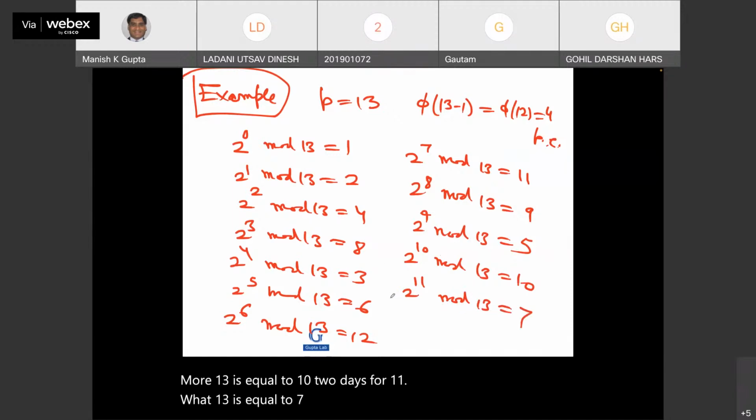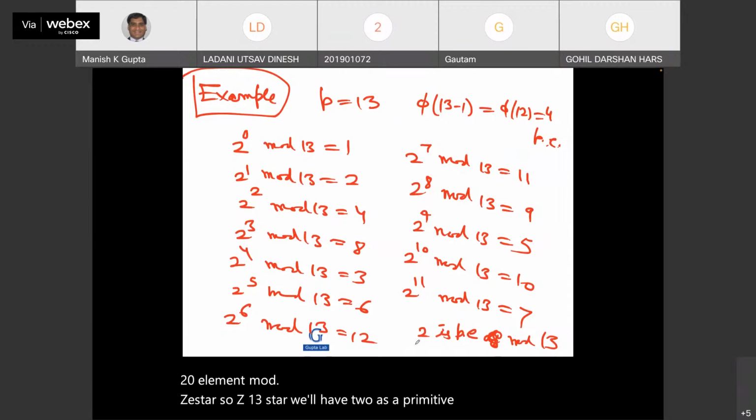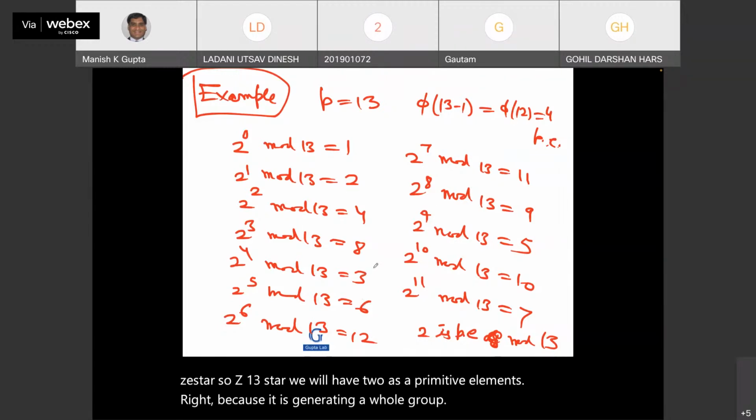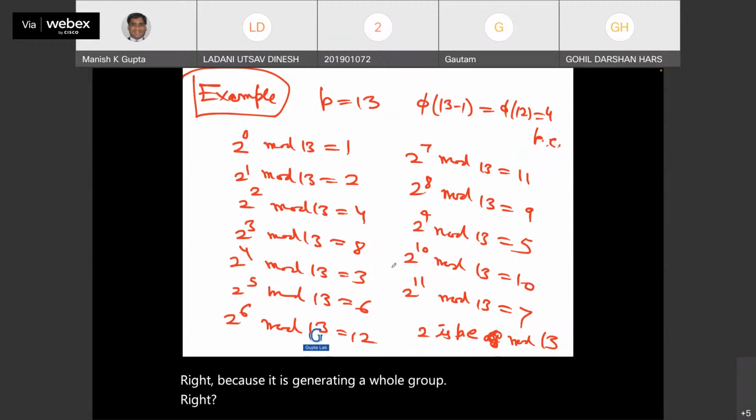So all of them are there. That means 2 is a primitive element mod 13. So Z13 star will have 2 as a primitive element, because it is generating the whole group. Z13 star has 12 elements, and you can see that all 12 elements are here.